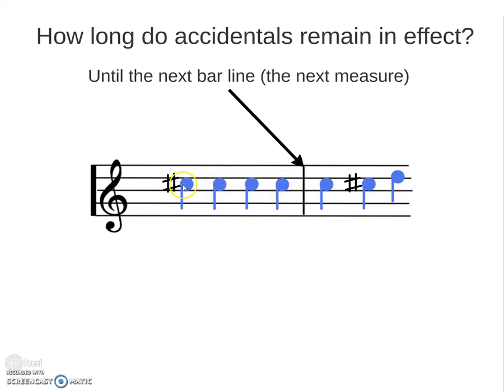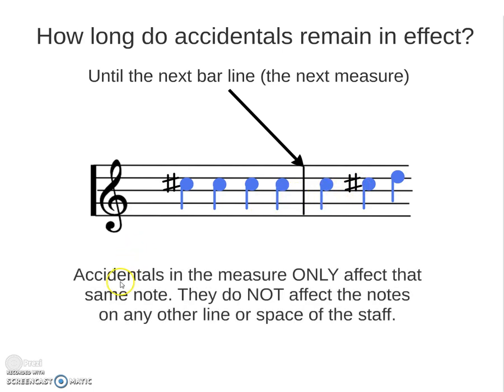This saves space on the page and it saves ink, and it just makes the page look a lot less crazy. So that is the rule for any accidental. If this was a flat, then all of these would be flatted. If this was a double sharp, all of these would be double sharped, and you get the idea. So until you get to the bar line, then it goes back to what it was before. So it goes back to just being a C. Then if we want to sharp it again, we'd have to write a sharp.